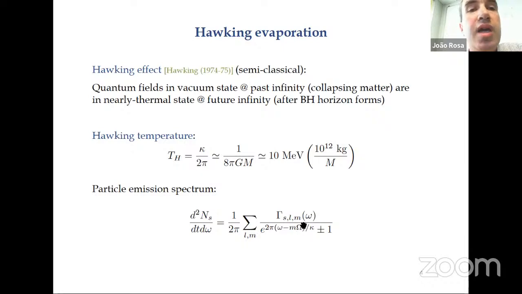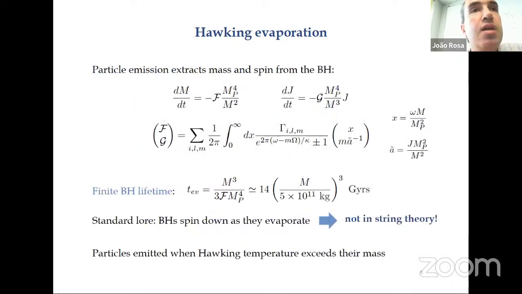Here, capital Omega is the rotational or angular velocity of the black hole at the horizon. It's going to play an important role later on. As the black hole emits particles, they take away the black hole's mass and its spin, so you have these simple differential equations. You have to compute these f and g functions. They're only functions of the black hole spin parameter, which I wrote here as a tilde, between 0 and 1. So 0 is Schwarzschild, 1 is an extremal black hole.